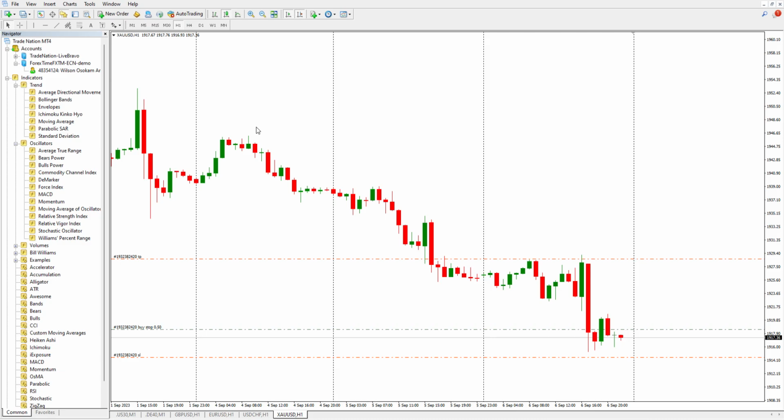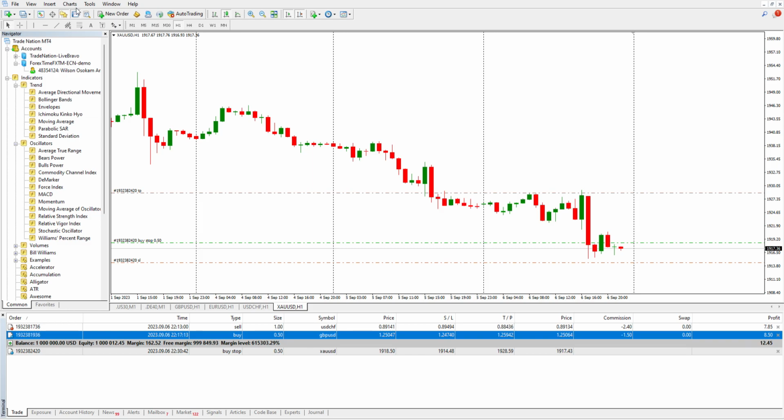Now, the beauty is when you come to your terminals, you can see the trades that we have running. As you can see, it's what? Because price is moving, and luckily it's moving in our direction, we are in what? Profit.